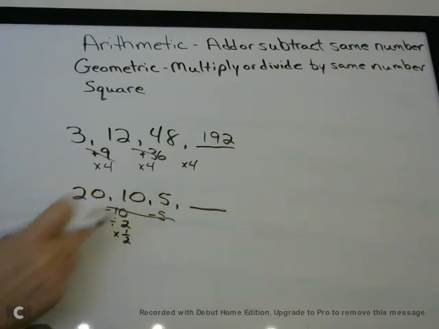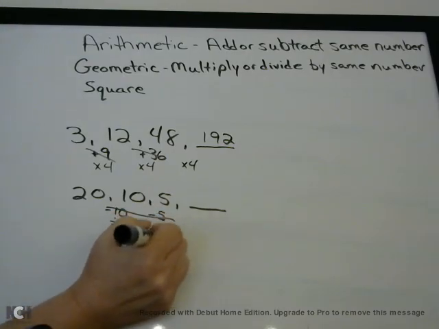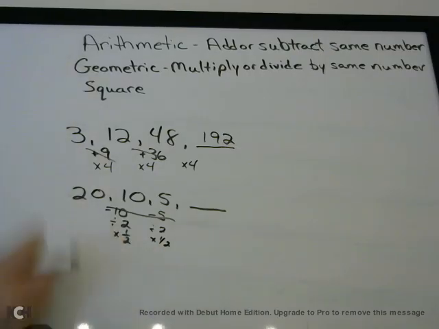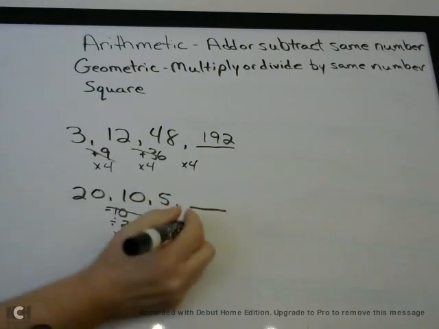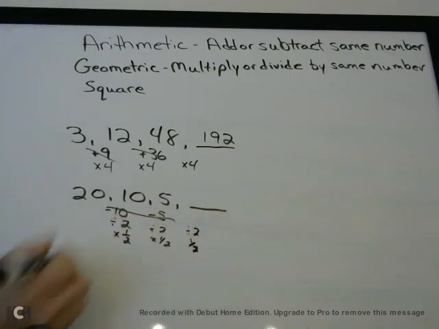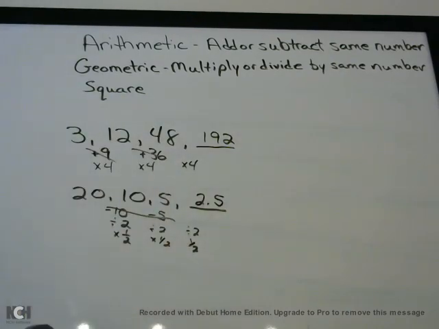So to get from 20 to 10, we divided by 2. To get from 10 to 5, you also have to divide by 2 or multiply by 1/2. Those are the same. So we have a geometric sequence. Now to get from 5 to the next number, you have to divide by 2 or multiply by 1/2. 5 divided by 2 is 2.5. So that would be the next number in the sequence. So that's how you check. Always check first, is it arithmetic? If it's not, is it geometric?